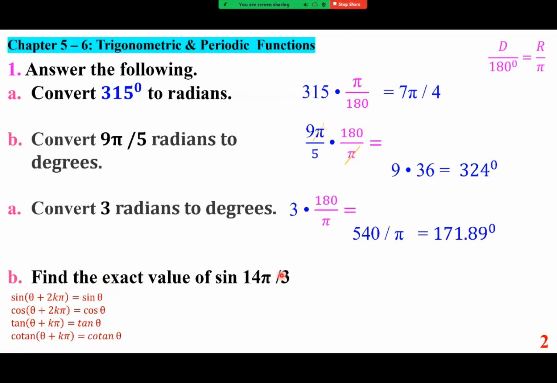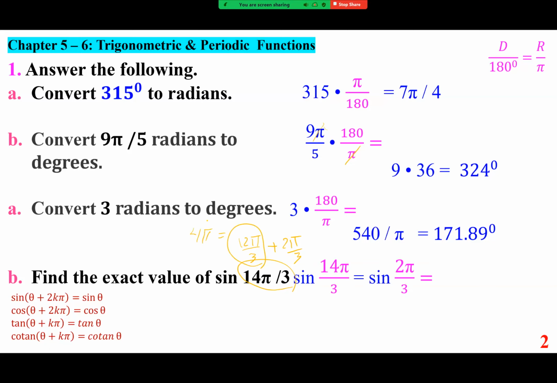Okay, for example, you may notice that this is 12 pi over 3 plus 2 pi over 3. Why 12 pi over 3? Because this is equal to 4 pi, or 2 times 2 pi. 2 pi is a complete revolution. And so we end up with sine of 2 pi over 3, which is square root of 3 over 2.